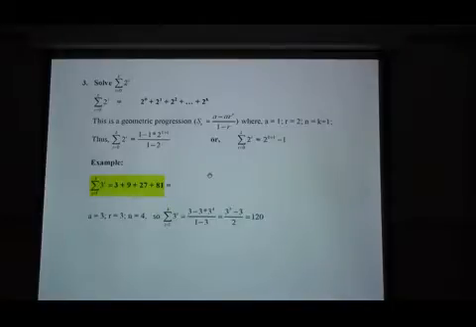Okay, so in this example, the summation is 2 to the I, as I goes from 0 to k, so it's 2 to the 0, 2 to the 1, 2 to the 2, all the way to 2 to the k. So we can see that each term is double the previous one. 1, 2, 4, 8, etc.